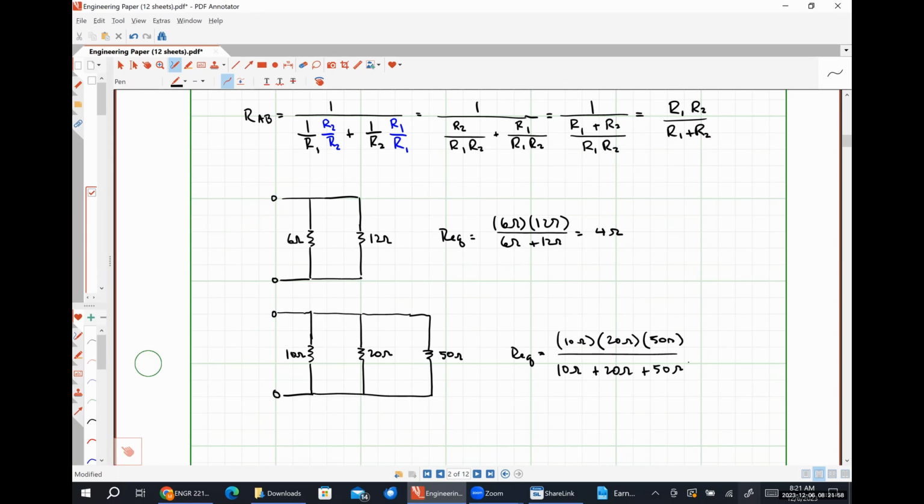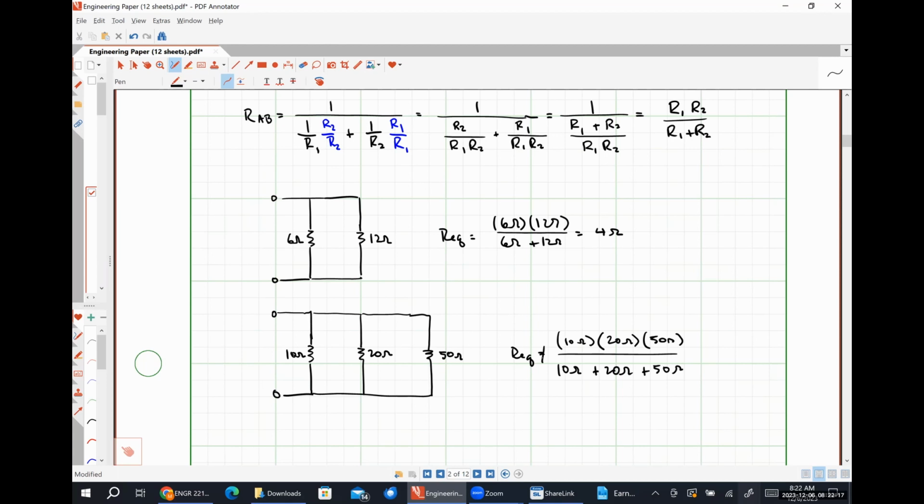What are the units of the numerator? Ohms cubed. What are the units of the denominator? Ohms. Does ohms cubed over ohms give you ohms? No. So this does not work, right? We can't do it like this.